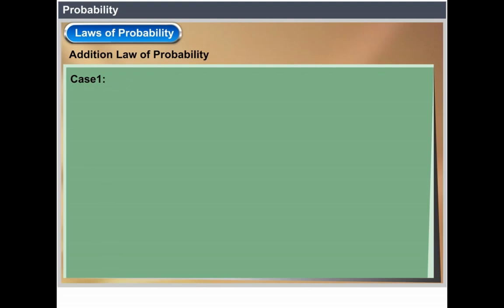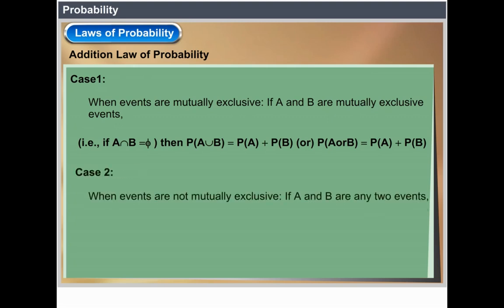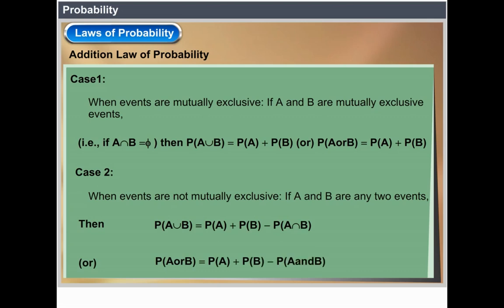Laws of probability. Addition law of probability. Case 1. When events are mutually exclusive, if A and B are mutually exclusive events, that is, if A intersection B equals empty, then P of A union B equals P of A plus P of B, or P of A or B equals P of A plus P of B. We can represent the union as OR. Case 2. When events are not mutually exclusive, if A and B are any two events, then P of A union B equals P of A plus P of B minus P of A intersection B, or P of A or B equals P of A plus P of B minus P of A and B.